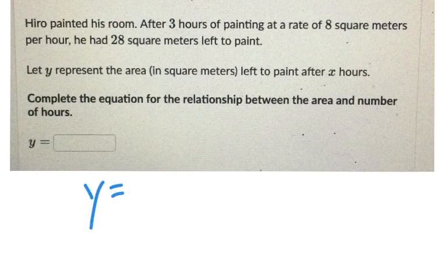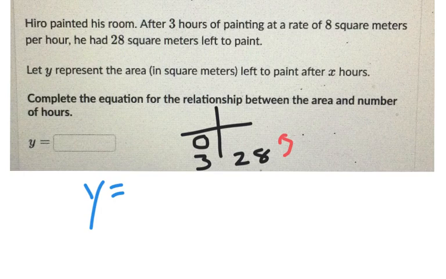So here it says y is the area that's left to paint. And so after 3 hours, he had 28 square meters left to paint. If I think about it, that's a point. So when I was at 3, I should be at 28. So think about it, if he's painting at 8 square meters an hour, that means he's already painted 24 square meters, right? 8, 16, 24. So if I added 24 back to this, then that means he began with 52 square meters.